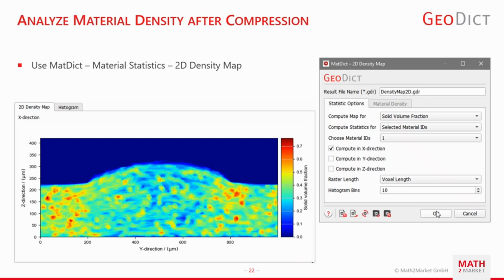Yeah, and you can analyze this compressed structure if you, for example, look at it with MATIC, the 2D density map. You can have a density histogram from the side, and you can see that there's a denser compression under the ribs. And if you choose different values, you can choose how big the rasterization is here. So you can get some other statistics there as well.